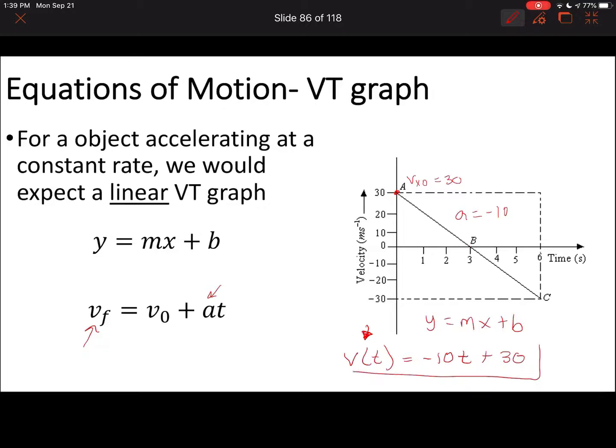Now what if I did the opposite? What if you just started with this equation? I asked you, just from this equation of motion by itself, what is my acceleration? Whatever's paired with the t is going to be the acceleration. What's your initial velocity? Whatever's standing by itself is the initial velocity. So we can gain information from a graph to make an equation of motion, or we can have an equation of motion and turn it into a graph.